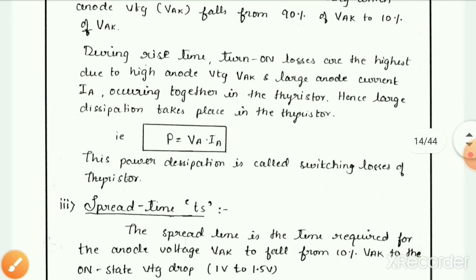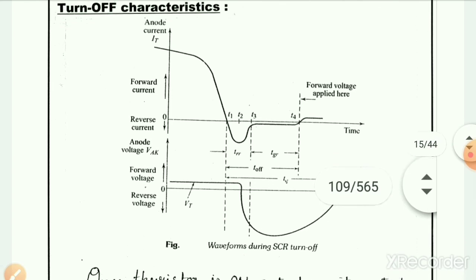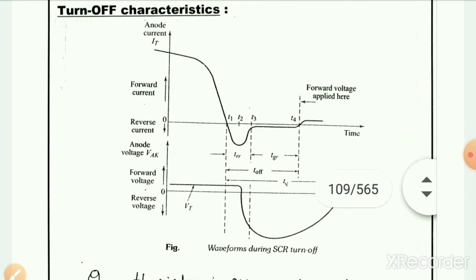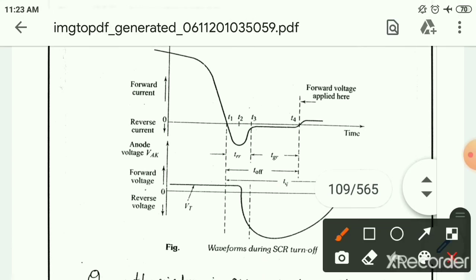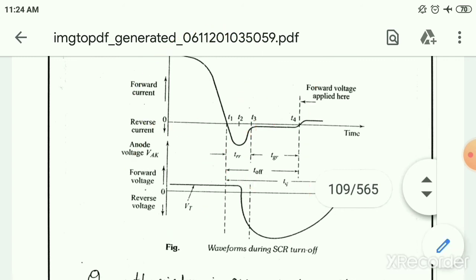And then the second is the turn off characteristics. It is once again how much time the SCR takes to turn off from its on state, that is the turn off time. You can see here T1, T2, T3. TRR is the reverse recovery time. You can define it in terms of the anode cathode voltage and also in terms of the forward current.